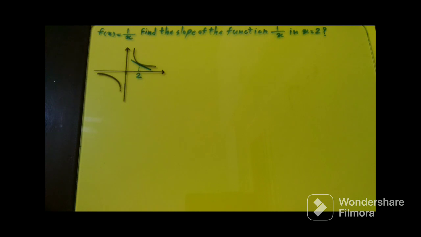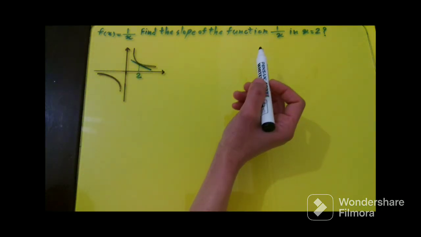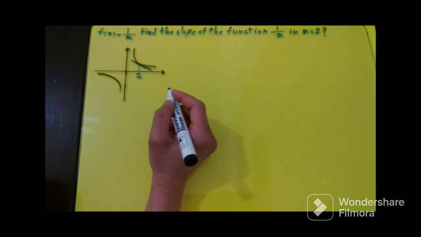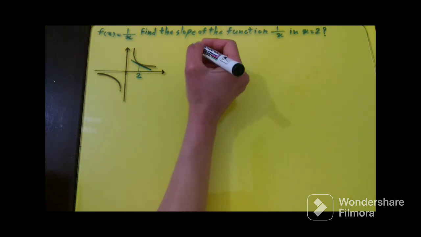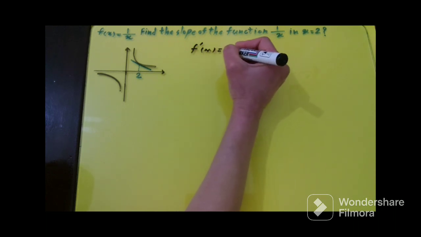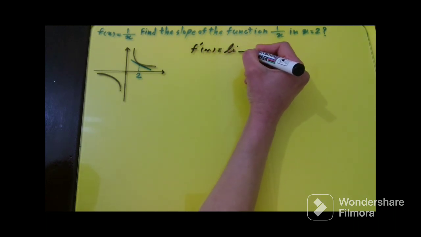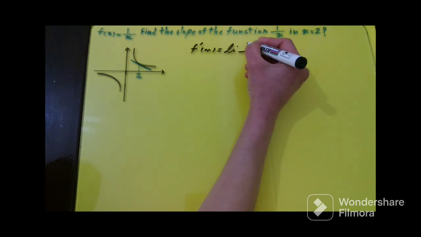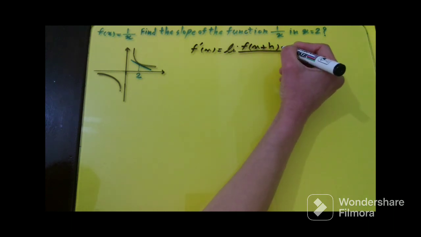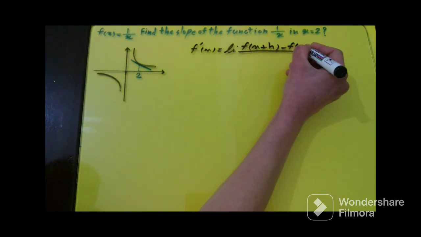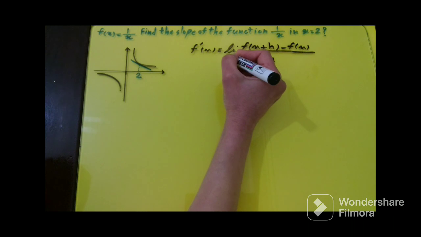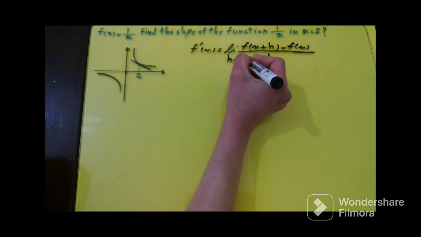Okay guys, in this example we should find the slope of the function 1 over x at x equals 2. First of all, we should write the derivative function. So I write f prime of x equals limit of f of x plus h minus f of x all over h, as h approaches 0.